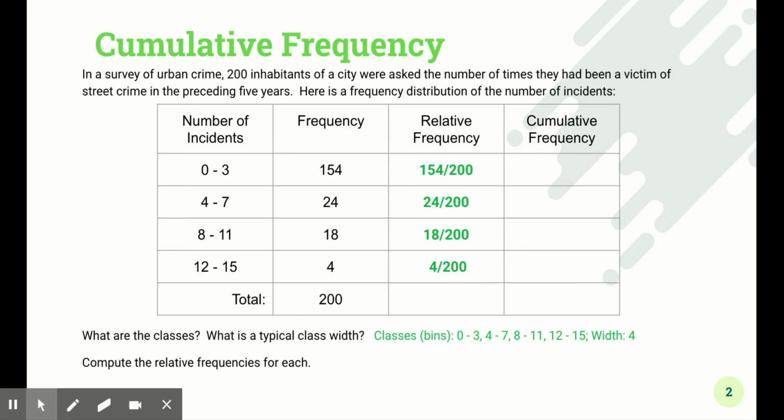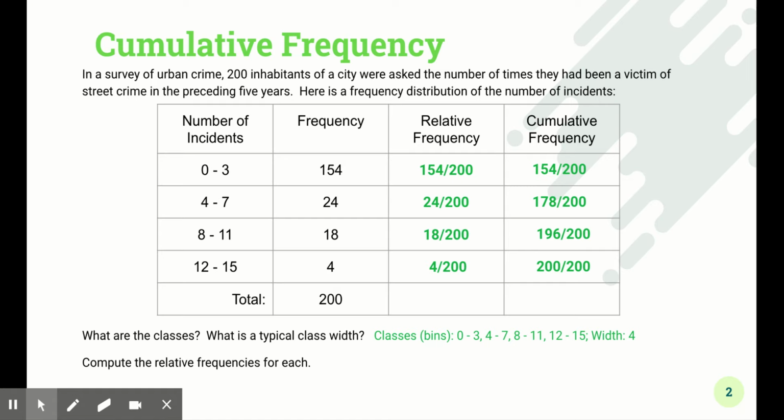Now with the cumulative frequency, we would add the previous frequency to the preceding frequency. So our first cumulative frequency for 0 to 3 incidences would be 154 over 200. But for 4 to 7 it is cumulative, so we would add 24 to 154 and get 178 over 200. Then the next we'd add 18 to the 178 and get 196 over 200. And then lastly, we would add 4 to 196 and get 200 over 200.